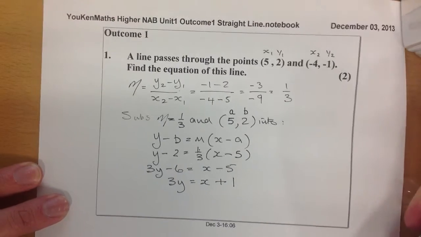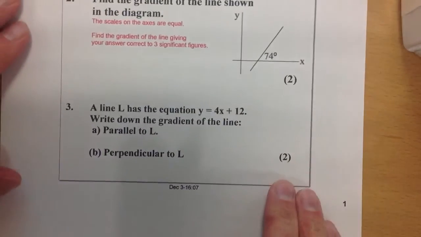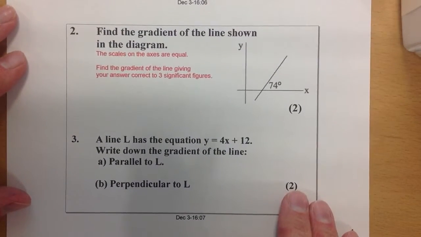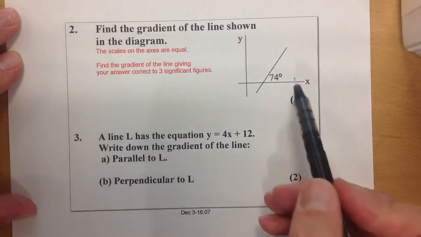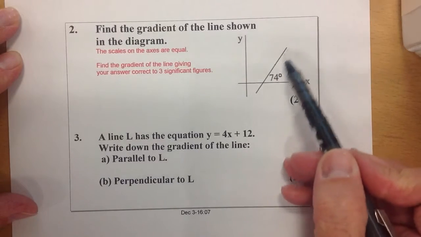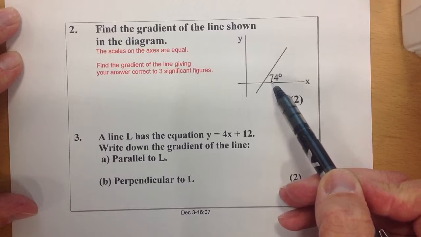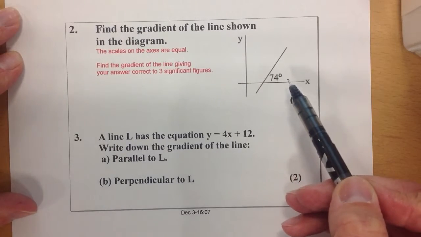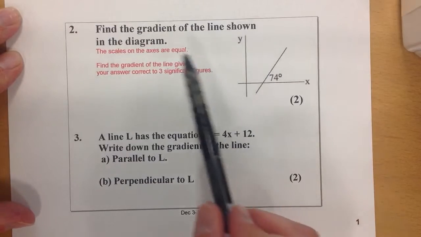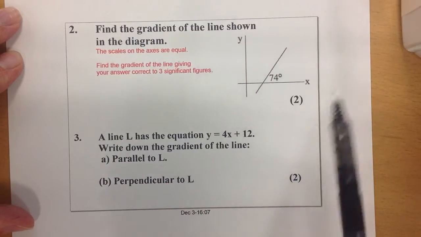Right, let's move on to question 2. And question 2 is, we've got a diagram normally. And from the diagram that we have here, we can see that there's a line that makes a 74-degree angle with the x-axis. Okay, and what we've got to do here is just find the gradient of that line there.